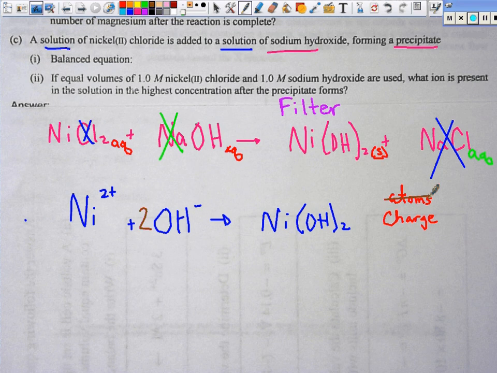Okay, so let's look at the qualitative question. If equal volumes of 1 molar nickel chloride and 1 molar sodium hydroxide are used, what ion is present in the solution in the highest concentration after the precipitate forms?